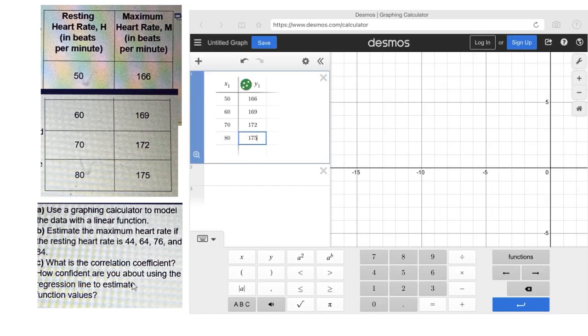All right, here's another good question. Similar kind of thing. They give you some data. They only give you 4 points. Hopefully those are the only 4 points you have. So I've typed them in there in the table feature in Desmos.